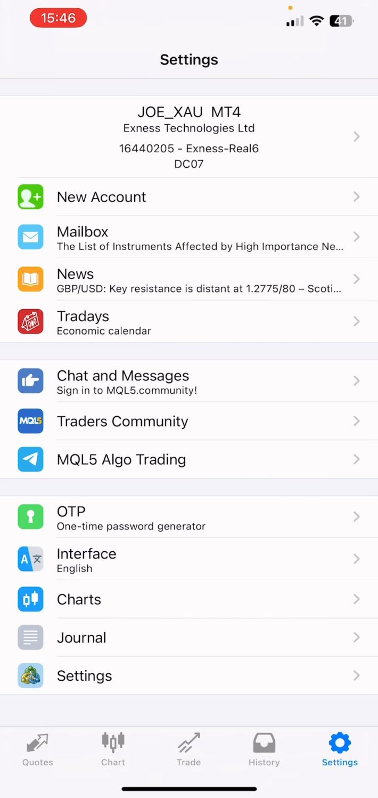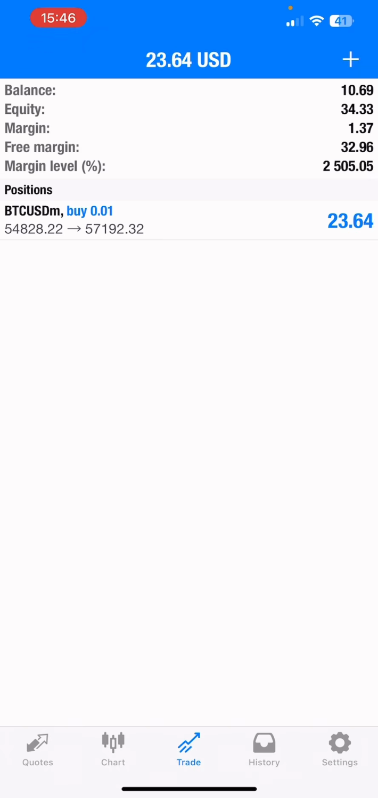Okay, this account is real. You can see this is a real account. So now, one of the main reasons why you blow up your account is that you are using high leverage. What is leverage? Leverage is the amount of money that is being lent to you by your broker.